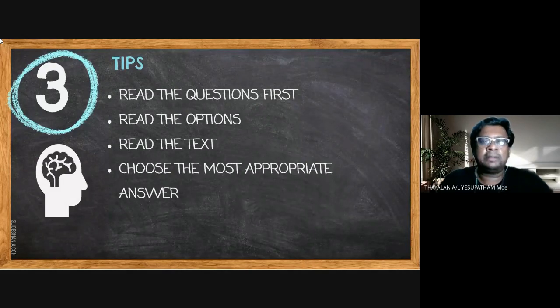The reason is, before going into the text, if you read the questions first, you would know the purpose of reading the text. The scope is narrowed. The expectation is built. What are you expected to dig from the particular text? What are you expected to answer? Or what are you expected to find from the text? So read the questions first, and then you move on to read the options.